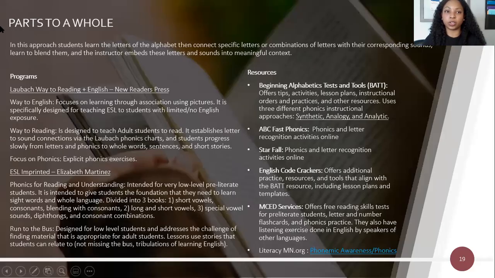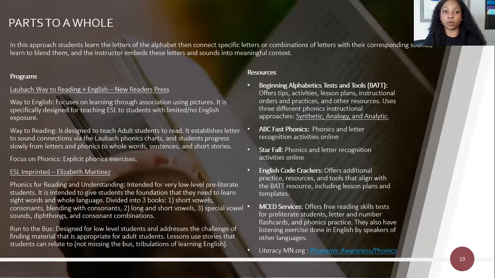When dealing with parts to whole, in this approach, students usually learn the letters of the alphabet first, and then connect those with their corresponding sounds, learn how to blend those sounds, and then the instructor embeds those letters and sounds into meaningful context for the students. Two programs that are designed for this particular method are the Laubach Way to Reading in English from New Readers Press and ESL Imprinted by Elizabeth Martinez.